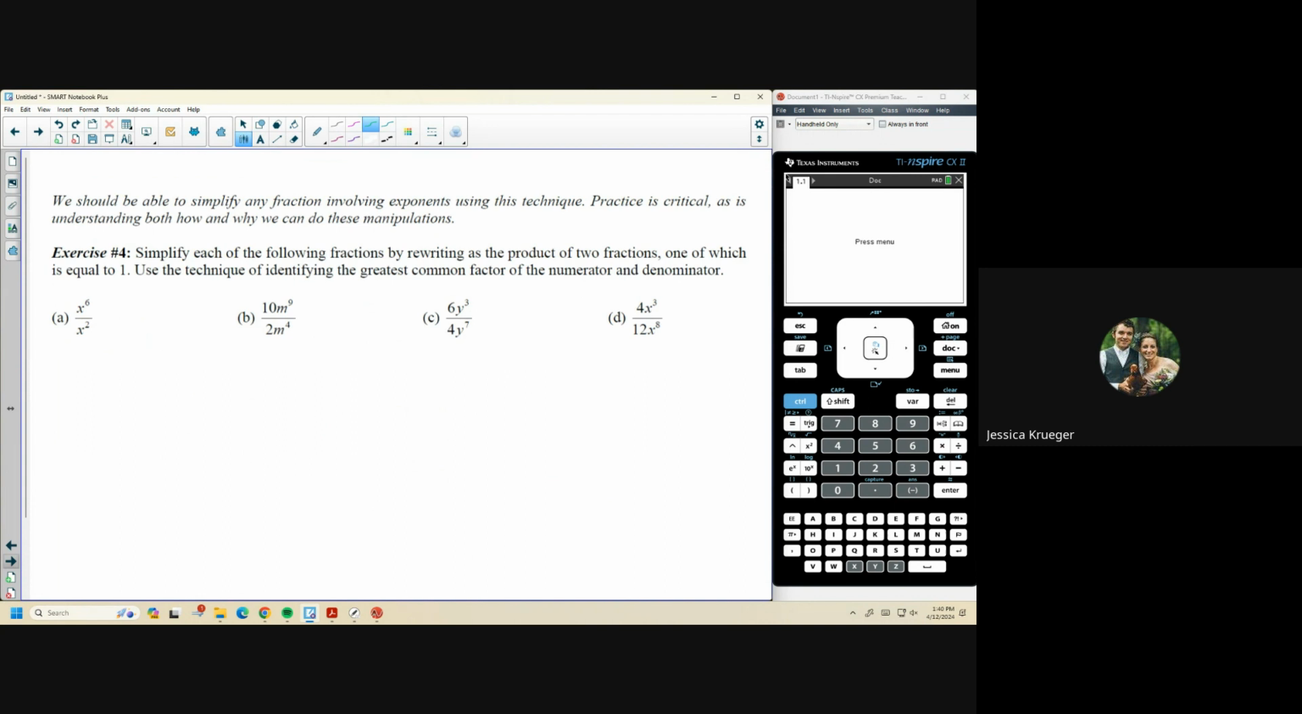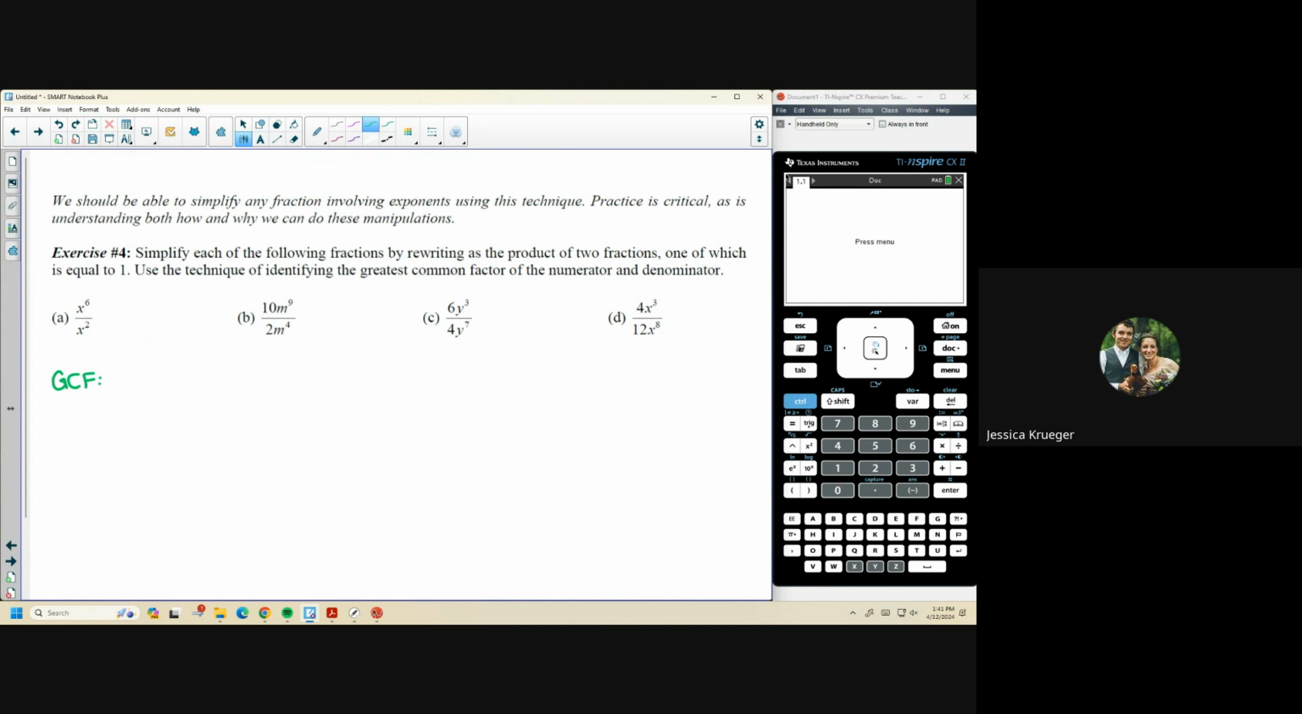So we should be able to simplify almost any expression with monomials using this technique, but the practice is really important. So let's go ahead and look at part A. As we go through this, you're going to start to notice some patterns and maybe some shortcuts. If you start to notice some shortcuts, you can try to use them. But if you find that they don't work, try to think about why. If you don't understand why, ask and we can talk about it.